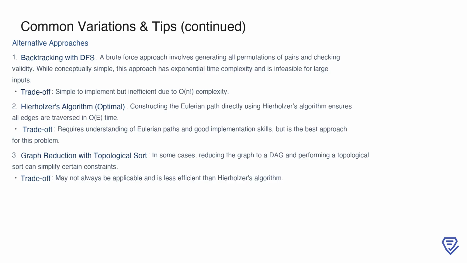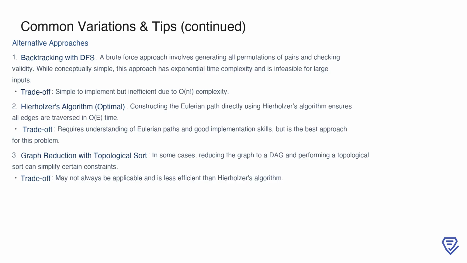A much better option, and the optimal approach, is Hierholzer's algorithm. By directly constructing the Eulerian path, this method ensures all edges are traversed in O(e) time, where e is the number of edges. While it requires a solid understanding of Eulerian paths and careful implementation, this approach is highly efficient and tailored to the problem. Another alternative involves graph reduction with topological sorting.